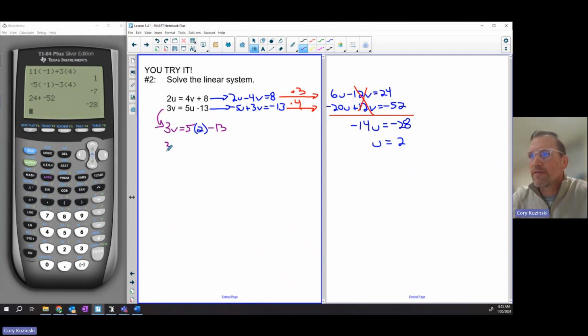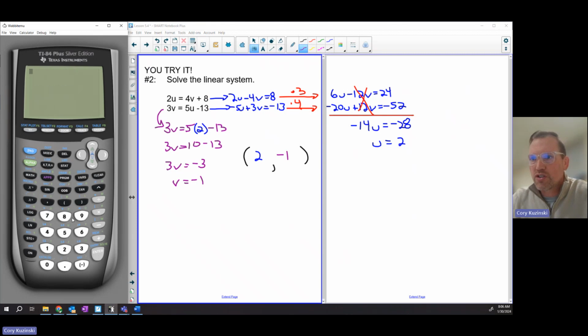All right, so that's 3V equals 10 minus 13. 3V equals negative 3. So V equals negative 1. Do we have our answer? Technically, you do it by alphabetical order, so U would be the first one and V would be the second value, but whatever. Let's check it out.